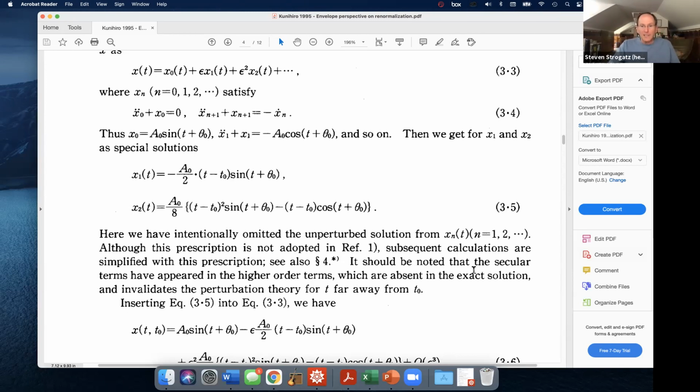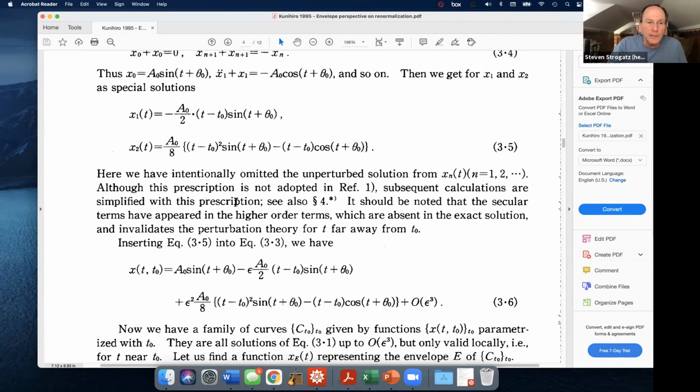Okay, but anyway, the secular terms have appeared. They're absent in the exact solution, which we know has exponentially damped amplitude, not something growing in time. So traditional thinking would be that this whole approach is invalid if t is far from t0, meaning that these terms are getting big. Okay, nevertheless, this is what the whole thing looks like.